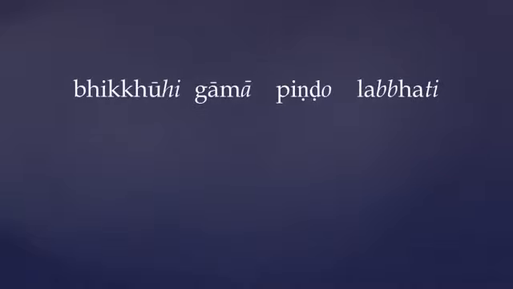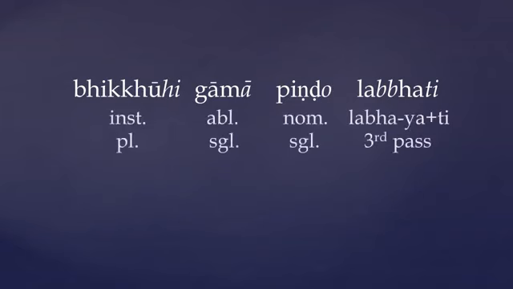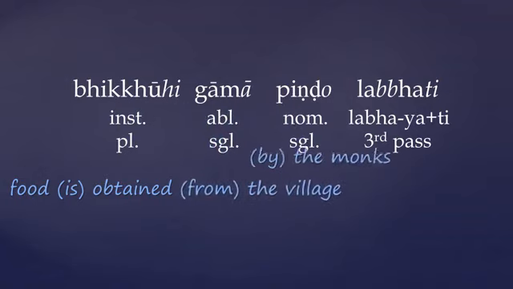Let's now look at a couple of examples. Bhikkhūhi gāmā piṇḍo labbhati. Here we can see that piṇḍo is in nominative case and so will be the subject, whilst the double b of the verb labbhati is hiding the passive infix ya. So we translate this into English with a past participle. Food is obtained. Finally, we have the two prepositions, from the village by the monks.